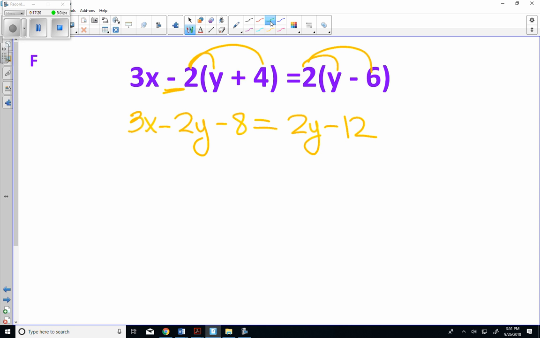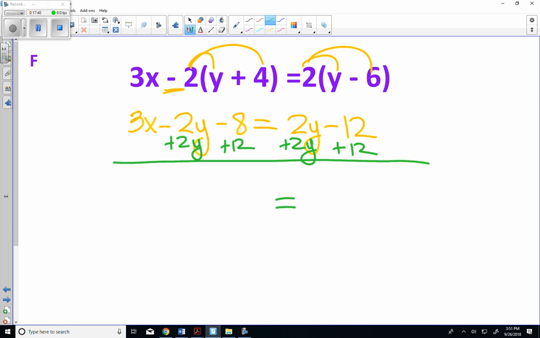Now, since we're trying to solve for y, we're going to get the y's on the same side. I'm going to move the y's to the right side. So we're going to add 2y, and we're going to add 12, so that we can just isolate the y on the right side. 2y and 2y is 4y. Negative 12 and positive 12 is 0. So then we're left with 3x plus 4.